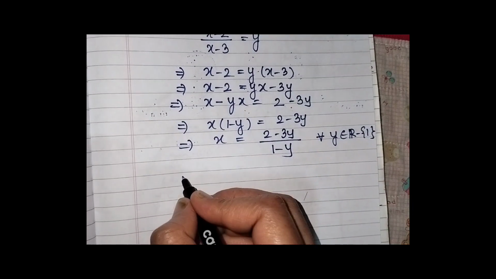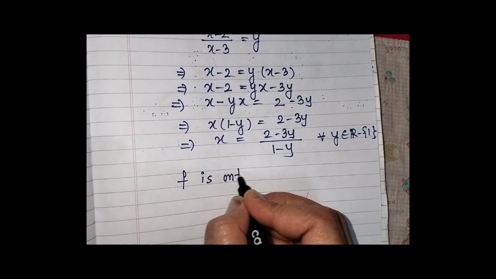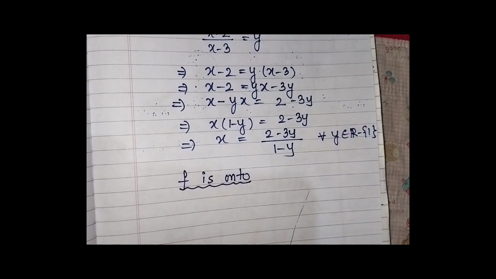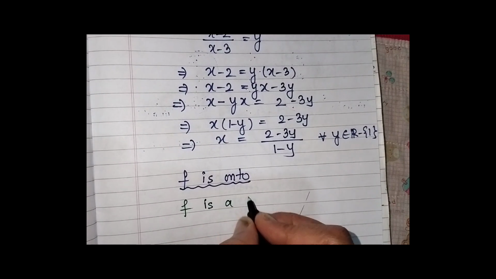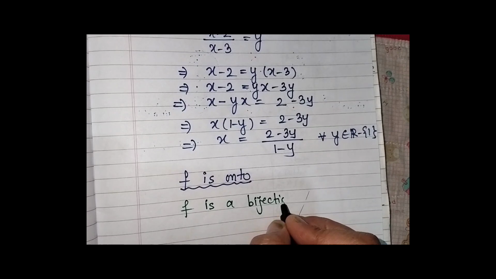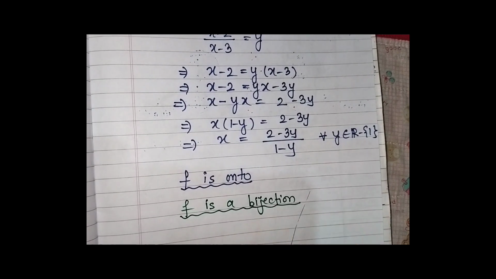That means your f is onto. So f is onto. So what you can say about this function? This is 1-1 and onto both. So that means f is a bijection. Okay. So let's move on to the next question.